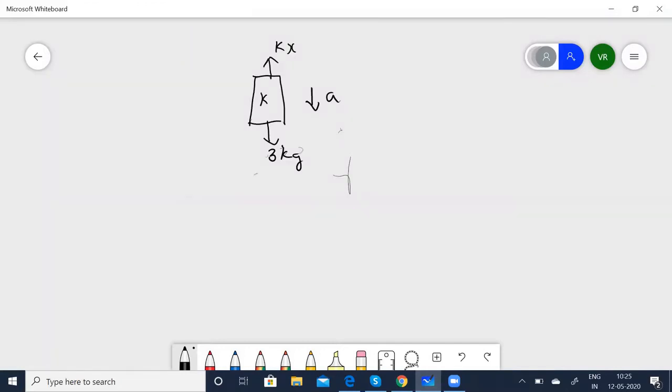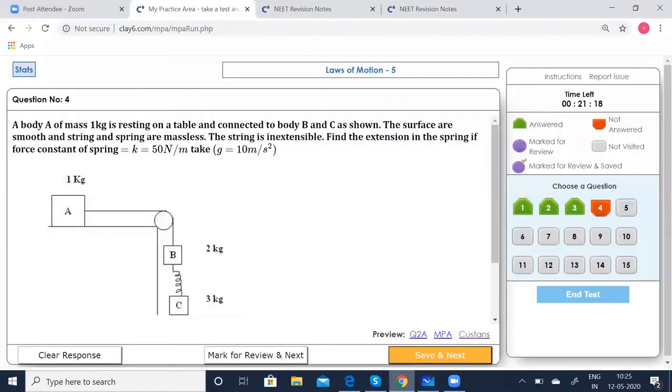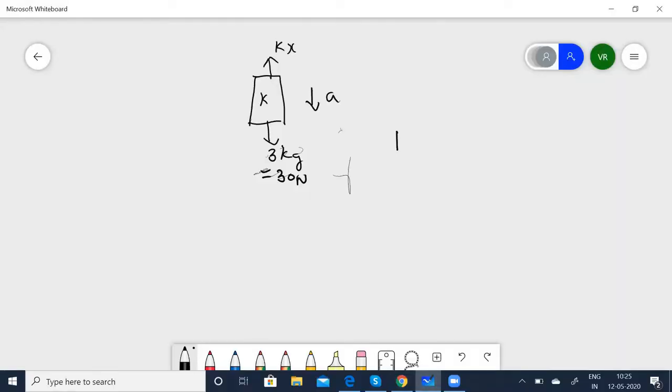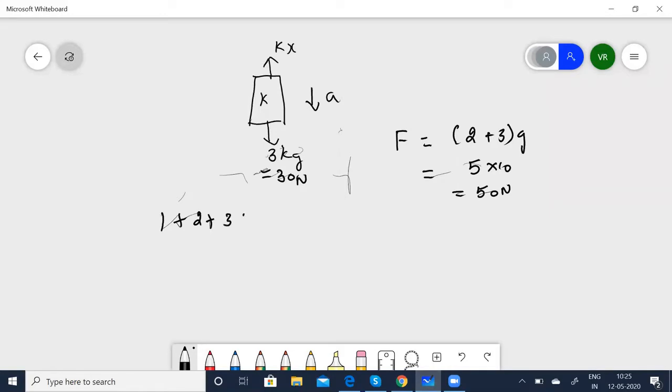Since weight is equal to mg, let me take this as 30 newtons. Now for the system, the net pulling force is due to mass B and mass C. So F is equal to (2 plus 3) G, which is equal to 5 into 10, which is 50 newtons. What is the total mass to be pulled? You have to consider all three: 1 plus 2 plus 3, which is equal to 6 kg. So the acceleration A is equal to 50 by 6 meters per second square.